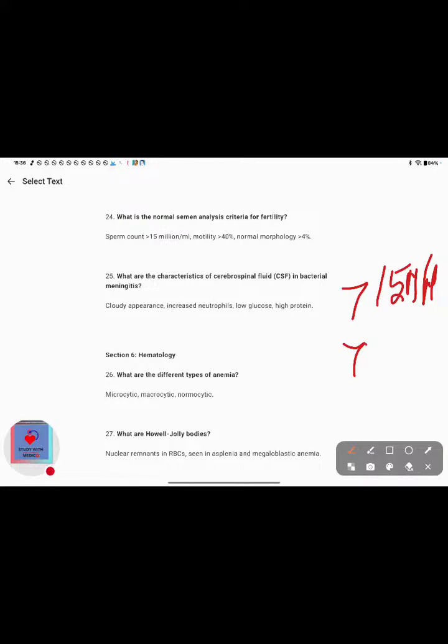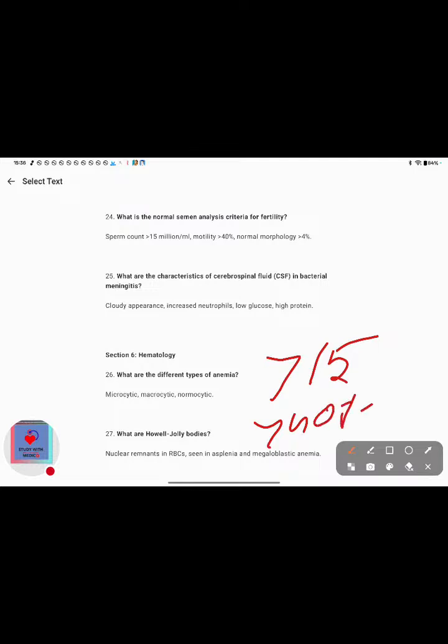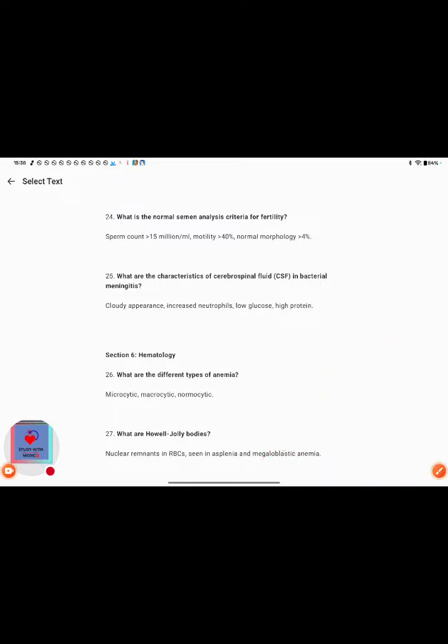What is the normal semen analysis criteria for fertility? The sperm count should be more than 15 million per ml, motility 40% should be motile, and normal morphology more than 4%. So more than 15 million per ml sperm should be there, and among that 15 million, more than 40% should be motile. Among them, 4% should have the normal morphology.